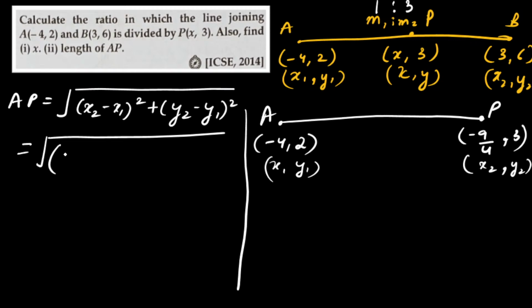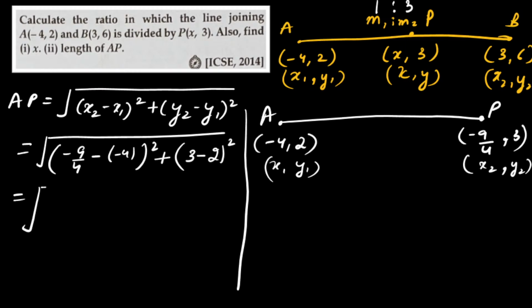x2 is -9/4, minus x1, and x1 is -4. So I have substituted x2 minus x1. Don't get confused with the minus sign. Anytime a negative number is there, write it inside a bracket. So -9/4 is x2, then this minus sign of the formula, then x1, which is -4. So I have written this inside the bracket. Plus y2, which is 3, minus y1, which is 2. So (3 minus 2) whole square.